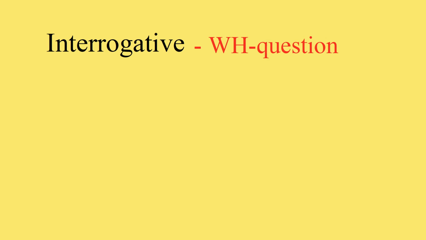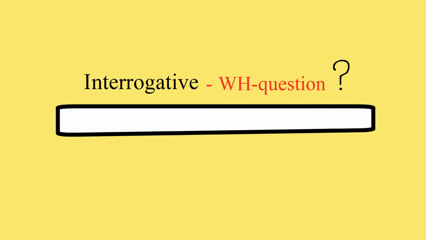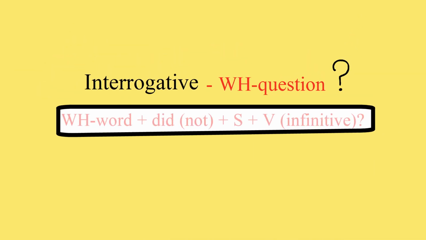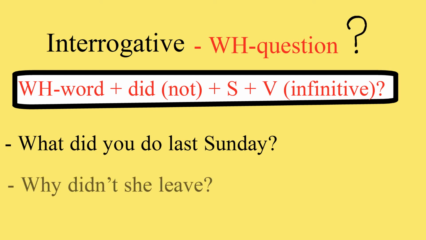Interrogative. WH question. Structure: WH word plus did or didn't plus subject plus verb, infinitive. For example, what did you do last Sunday? Why didn't she leave?